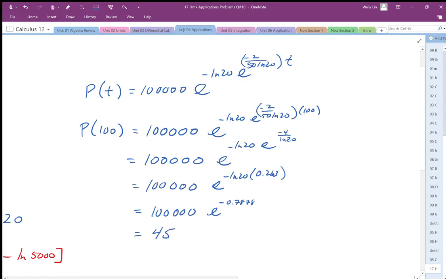Okay, so I'm just going to type that into my calculator here. So e to the negative 0.78. I get about 45,400, something like that. Okay, so let's just round that to about 45,000 approximately, and this is based on some rounding that occurred in here, so the exact value is probably going to be just off by a little bit.